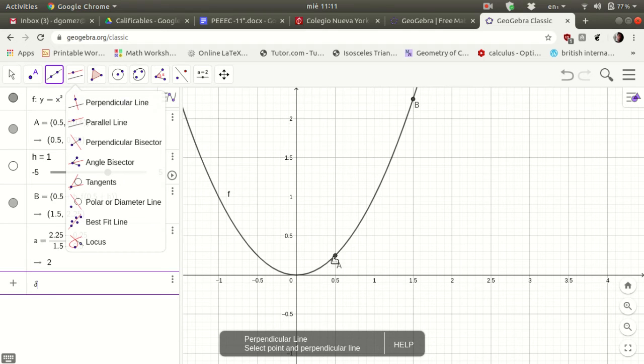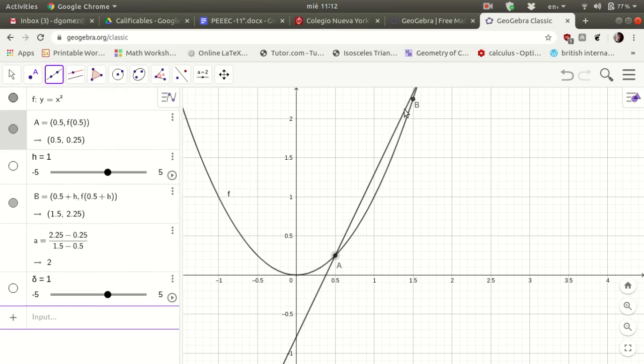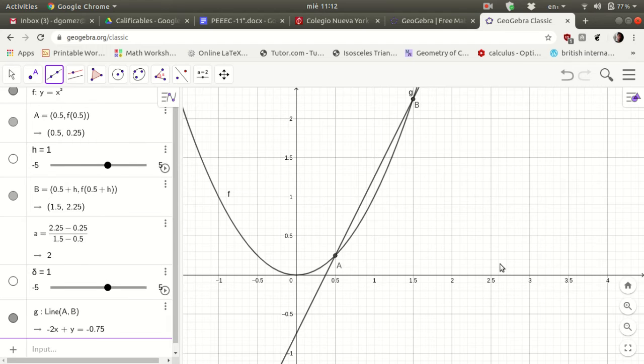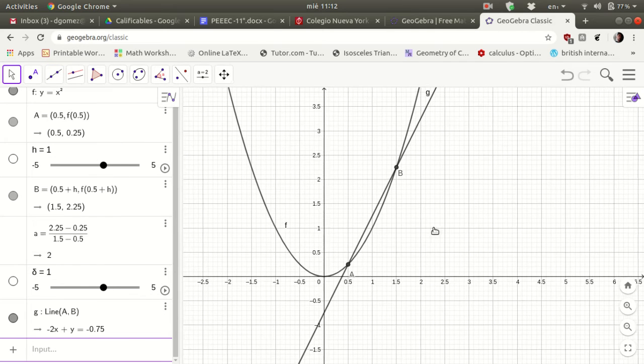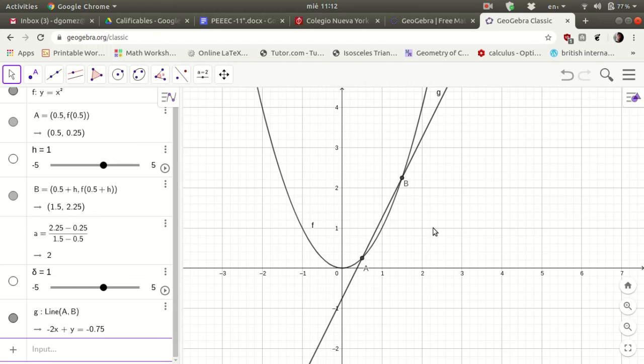Since we are using point A and point B, we can always draw a line between A and B. So the slope that we're finding is for the line that connects points A and B, and we can see that this is a secant line to the curve of y equals x squared.